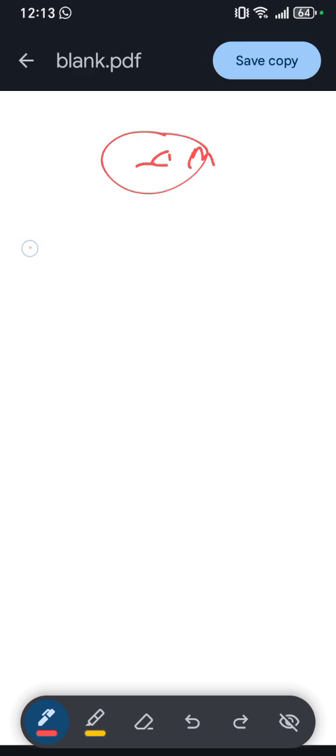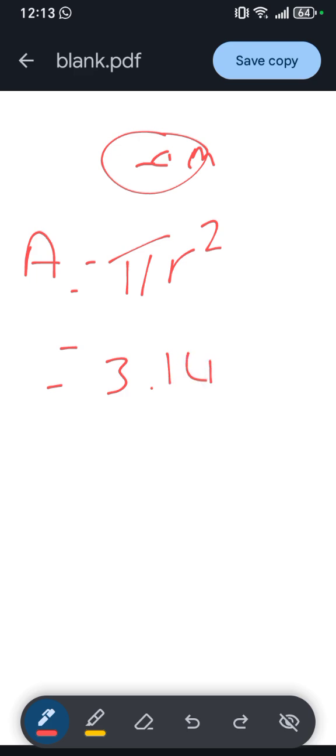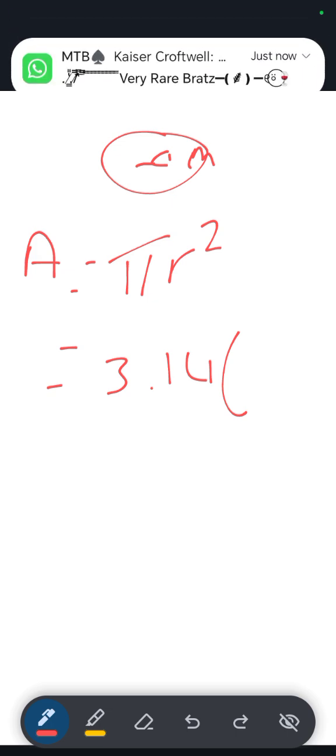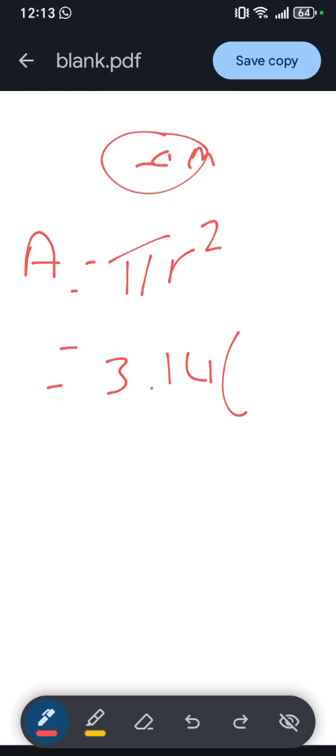So area equals pi radius squared. There's no need to add 2 now because we're just looking for the area. So it's pi r squared. Always remember that. Equals, and you remember the pi is 3.14 multiplied by, how many centimeters is it? 4 centimeters, right? 4 squared. Okay, then we'll calculate it. You can use your calculator, there's no problem.